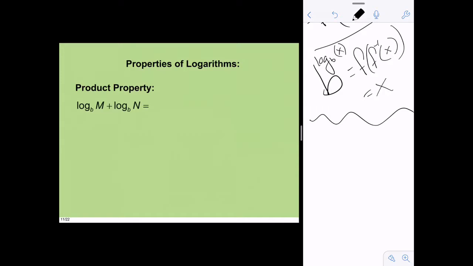The product property says that if I have log base b of m plus log base b of n, so I have 2 logs with the same base, and they both have something inside of their logarithm, what I can do is, because the base of both these logarithms is the same, I can bring them together as a single log, and that addition turns into multiplication. That becomes log base b of m times n.